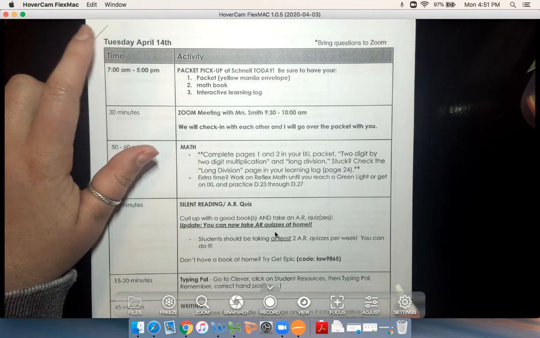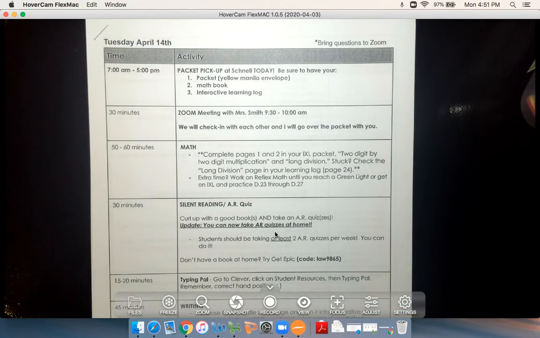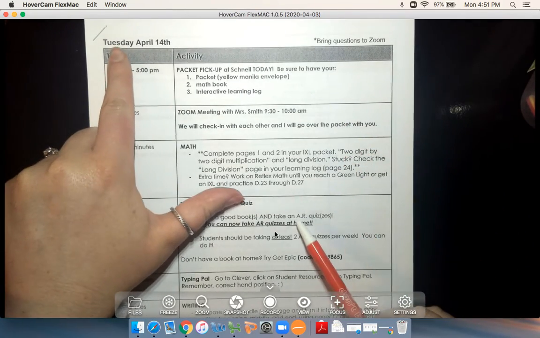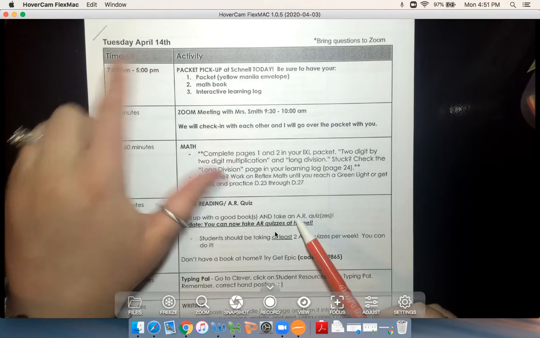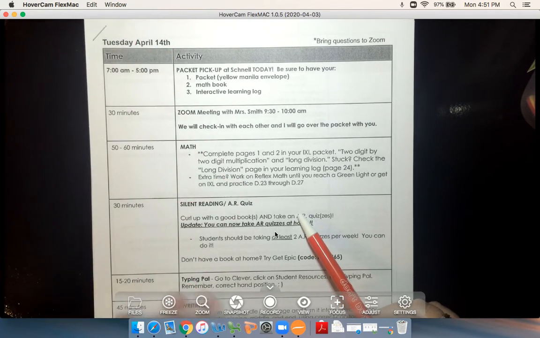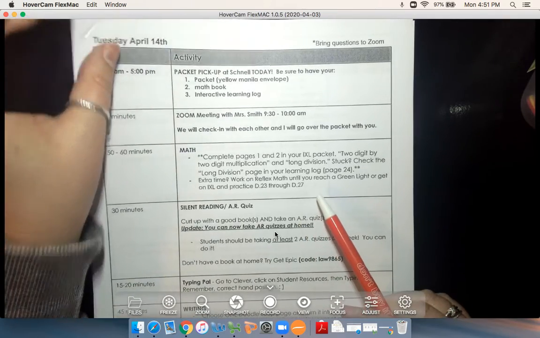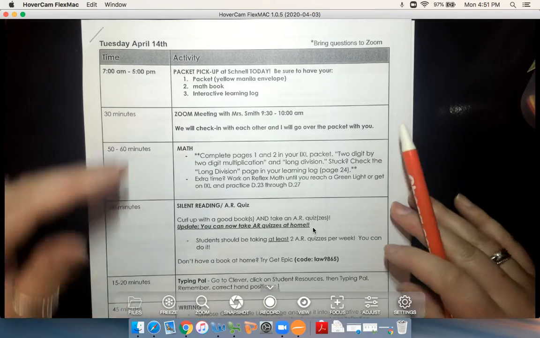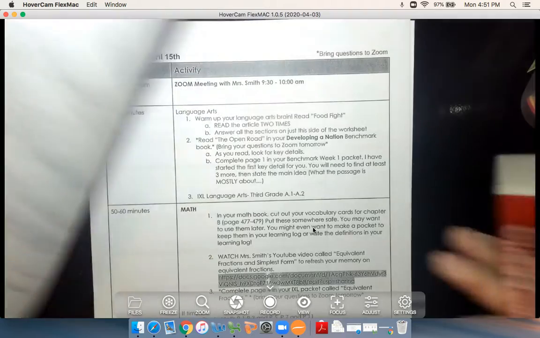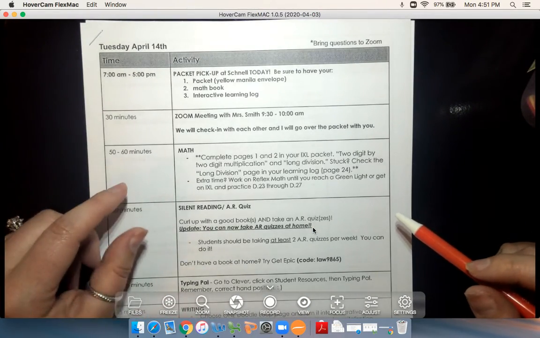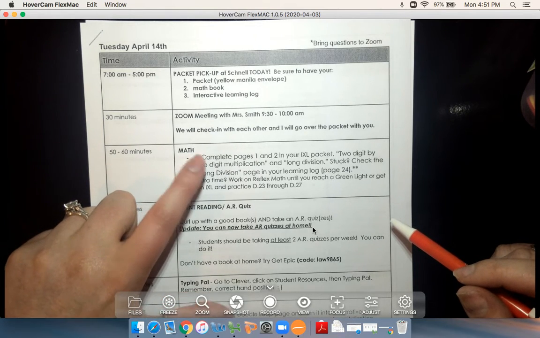So today is the day that you should have picked up your packet from school. If you haven't done so yet and you're seeing this, remember packets are available Tuesday, April 14th from 7 a.m. to 5 p.m. In that packet, you should have the same packet of schedules that I do in front of you right now. So you can follow everything in this packet day by day to get you through the next 2 weeks. So what I'm here to show you today is what your IXL packet is.